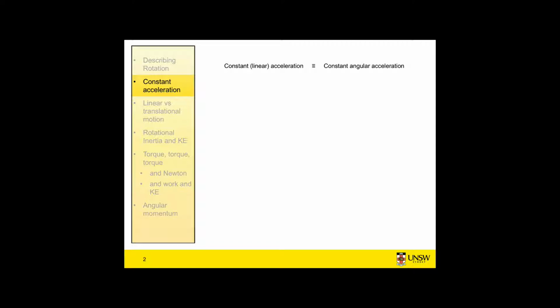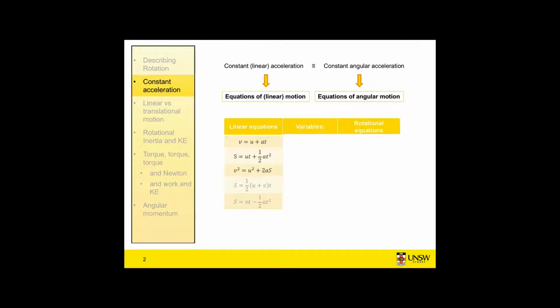So if you think back to your motion videos, you may recall that when we looked at the case of constant acceleration, that gave us our equations of motion. And in exactly the same way, when we look at the case of constant angular acceleration, we get our equations of angular motion. So in this table, in the left-hand column, we have our linear equations of motion. So you should recognize those. I've grayed out the last two simply because we encounter them less often.